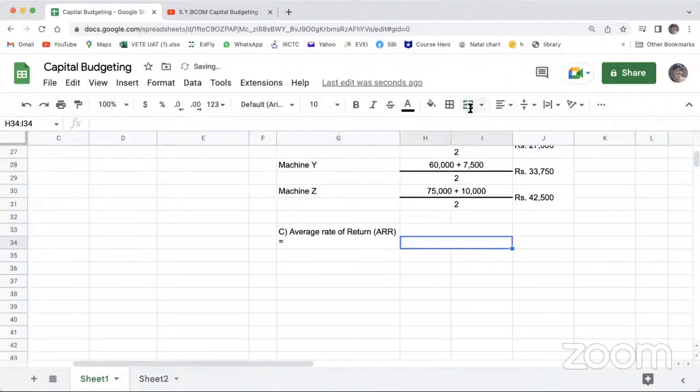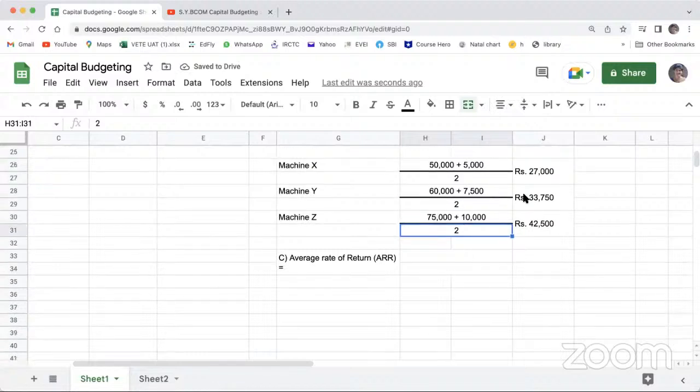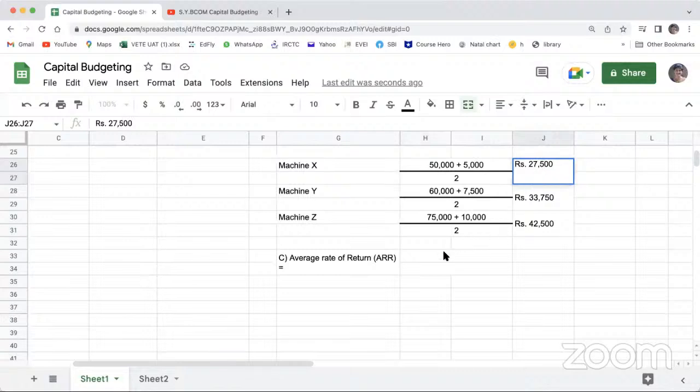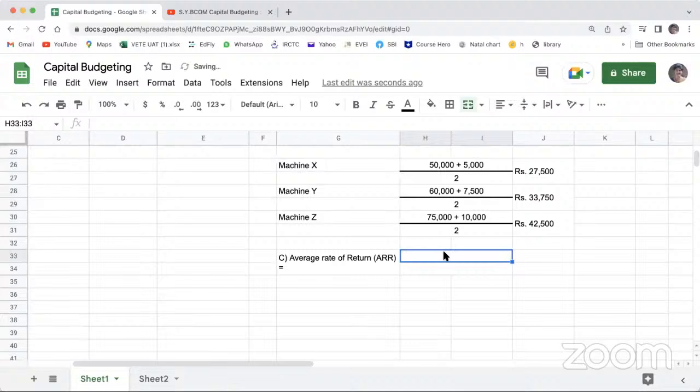Ma'am, the value of machine X is 27,500. Yes, it is 27,500, 55,000, no? It is 27,500. Okay, sorry. I must have made a mistake in writing. Sorry. Now it is correct for everything.